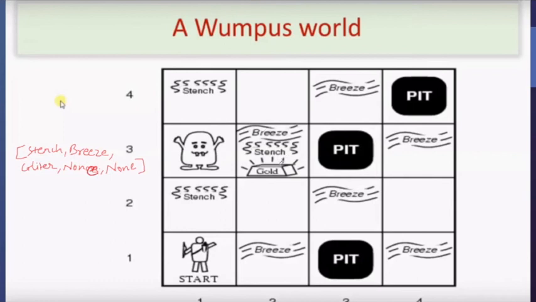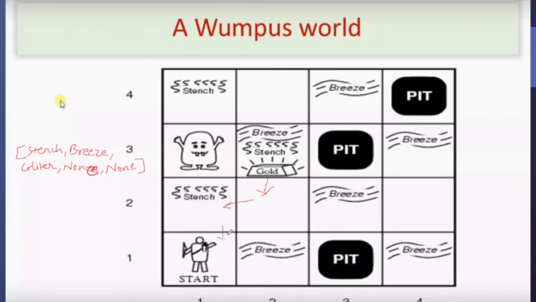After that, it will find a glitter. Definitely, glitter will be found in the same room or block. So after that, the agent will grab it. After grabbing it, it will go back to the previous square. Why will it go in the previous direction? Because the previous direction was the safest one. So it will come here.